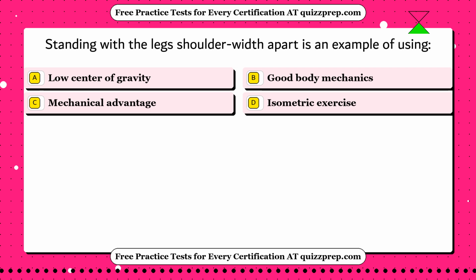Question 78. Standing with the legs shoulder width apart is an example of using. Option A. Low center of gravity. Option B. Good body mechanics. Option C. Mechanical advantage. Option D. Isometric exercise.